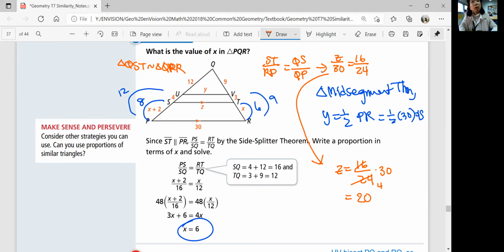Wait. 4, 6 is 24. 4 is 16. Okay. And then you simplify these. So 10 times 2 is 20. Okay.